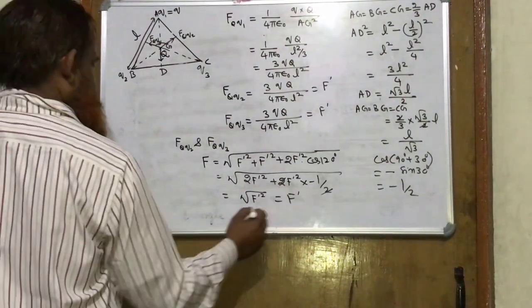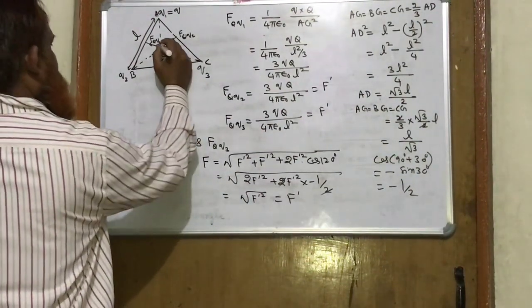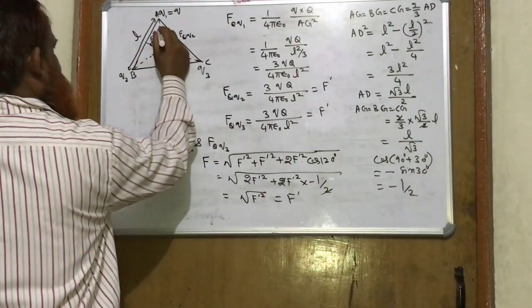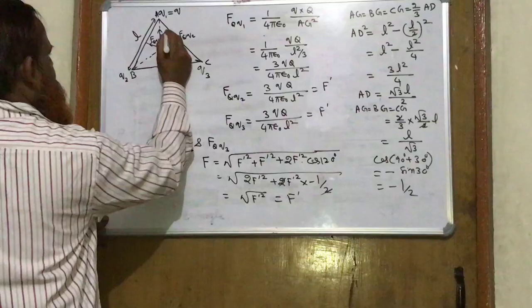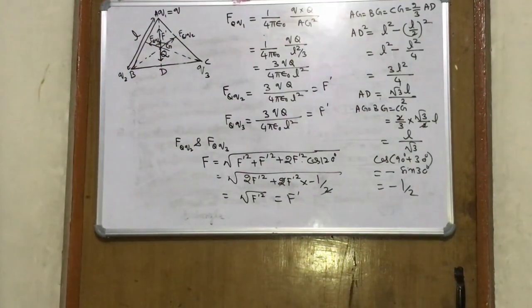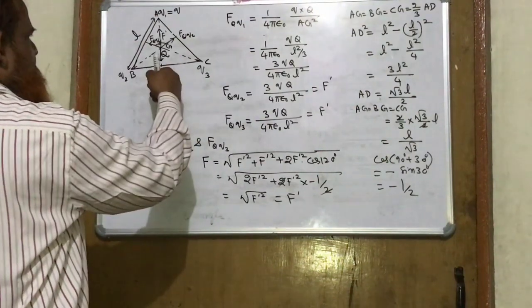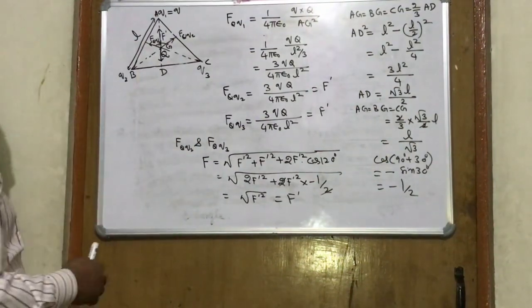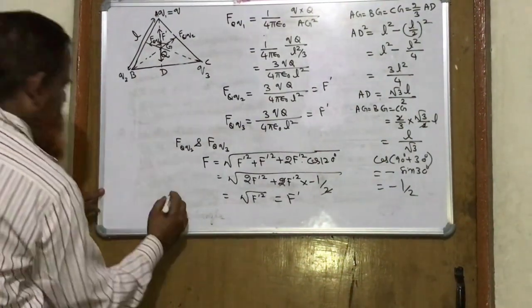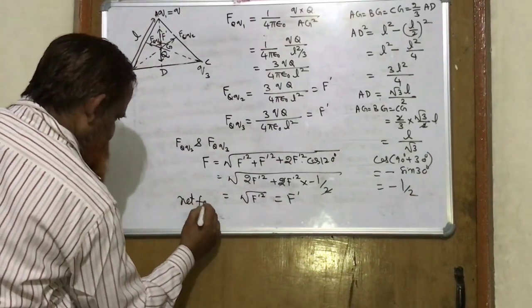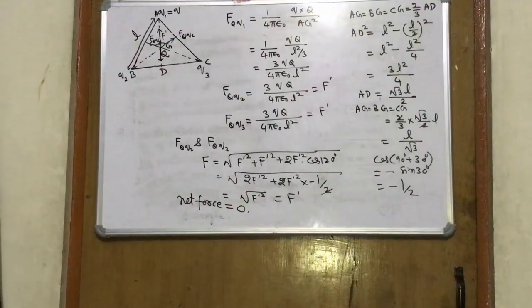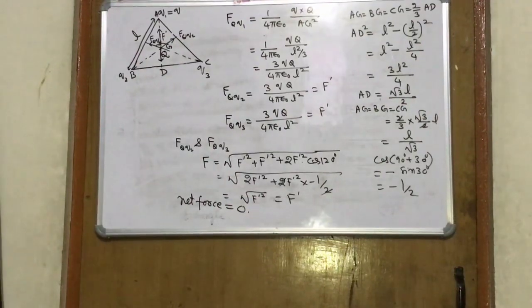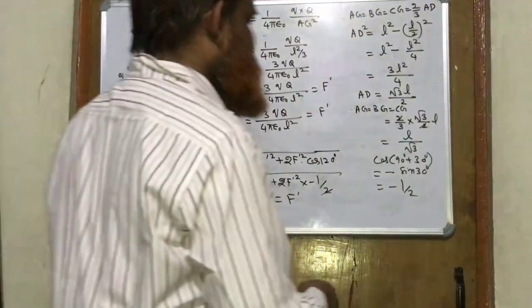Its direction is towards this. It is F dash. The magnitude of F dash and F_QQ1 is the same and they are opposite. So the net force is equal to 0. In the next class we will take some more numericals.